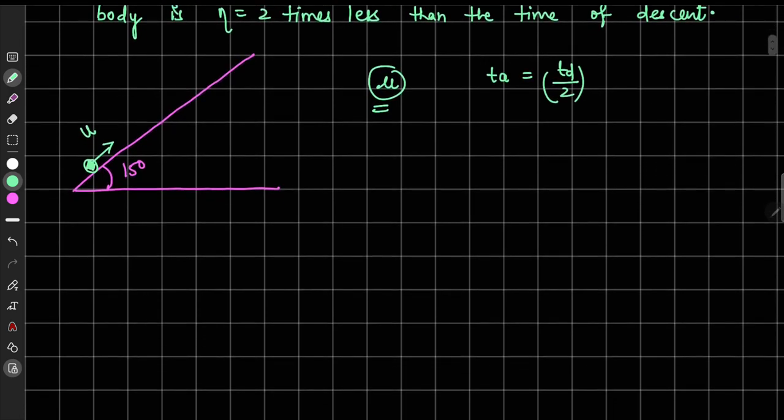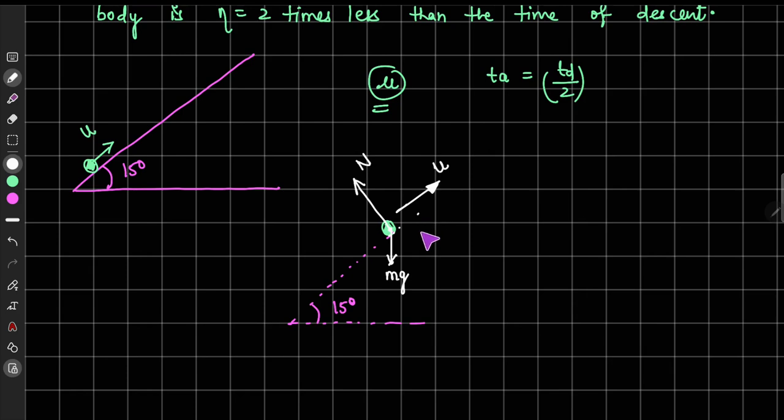Let us first draw the free body diagram of this particular body. So let us say this is the small body which is on the inclined plane making an angle of 15 degrees. The forces on this body are the gravitational force mg in the downward direction, and, as it is on an inclined plane, the normal reaction from the plane in this direction. It is having the velocity in the upward direction, so this is the direction of velocity u.